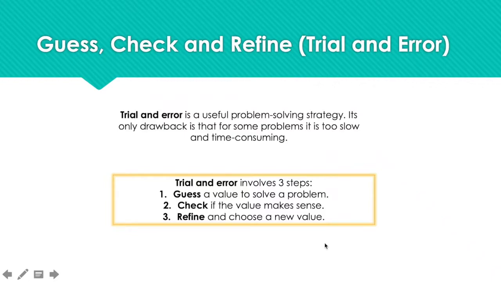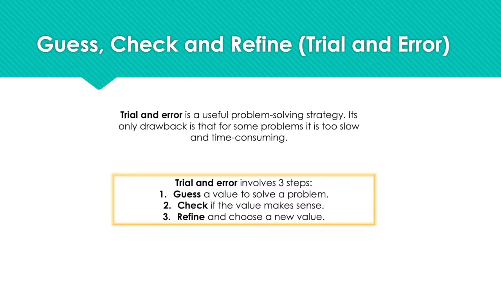Hi guys, today you're going to be looking at the second problem solving strategy, guess, check and refine, sometimes called trial and error. So trial and error is a useful problem solving strategy. Its only drawback is that for some problems it is too slow and time consuming, and that's because we're guessing, we're checking the answer, and then we're going back through the cycle if we've gotten it wrong.